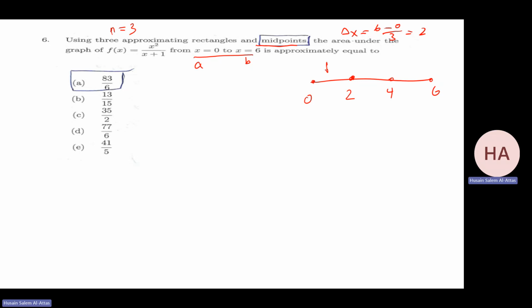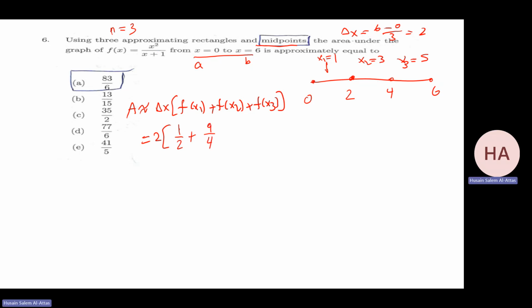Now I need the midpoints, so that my x1 will be 1, x2 will be 3, x3 will be 5. So now my area approximately will be delta x times f of x1 plus f of x2 plus f of x3. That will be delta x, which is 2, times f of x1, which will be 1 over 2, fraction again, plus 1 squared over 2. If 3, it will be 9 over 4, 3 squared over 3 plus 1, which is 4. F of x3, which is f of 5, will be 25 over 6.